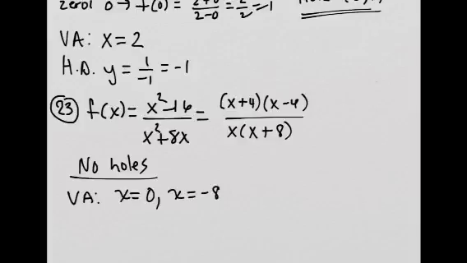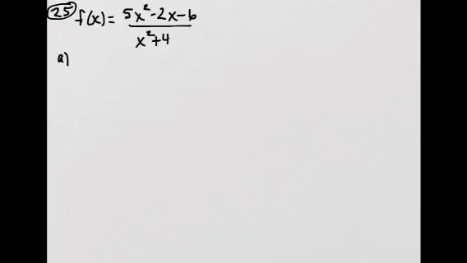Horizontal: this one has a horizontal asymptote. Now, we look at the leading terms in the numerator and denominator, and it's better to look at it when it's not factored. So here and here, they have the same degree on both the top and the bottom. That means we look at y equals a over b. A is 1, b is 1, because those are the leading coefficients. So y equals 1.